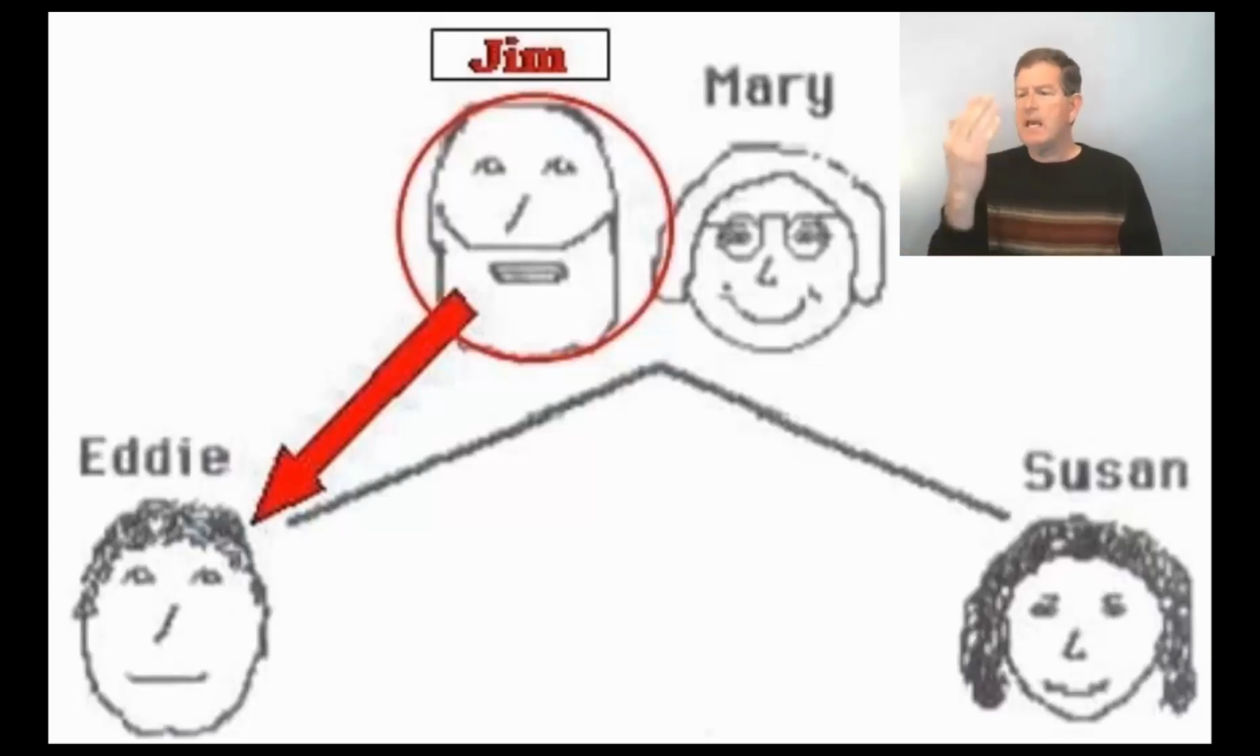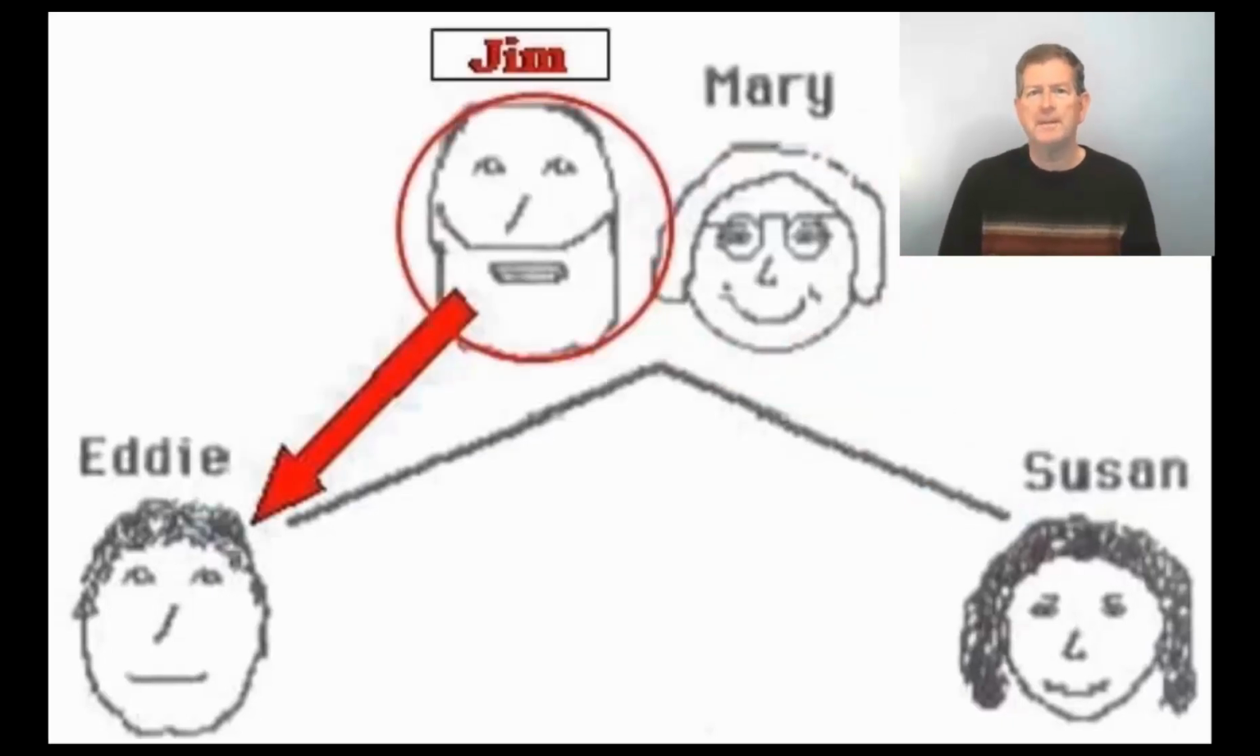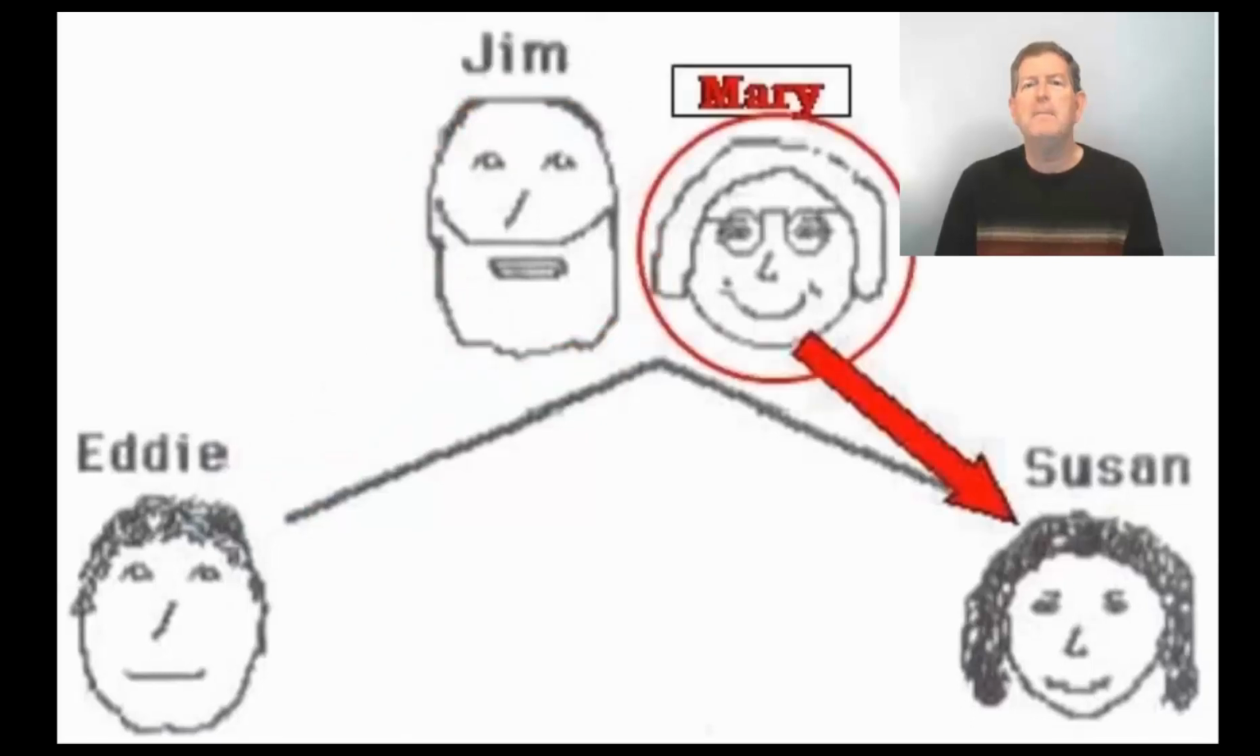Jim is Susan's father. Okay. We could also say he's Eddie's father. And he's Susan's father also. All right. Now, Mary. Mary is Eddie's mother. And she is, or she's Susan's mother also. Okay? Repeat. Father. Mother.